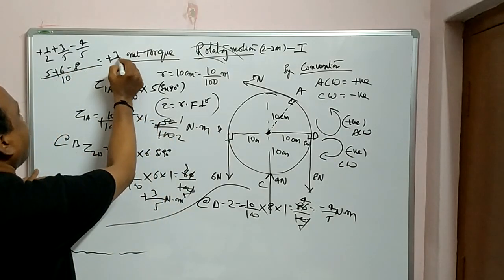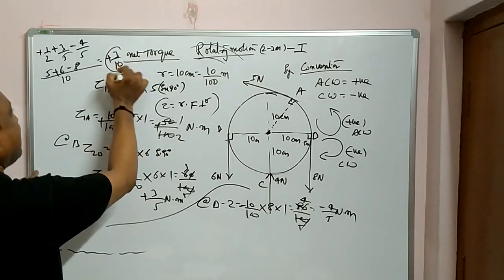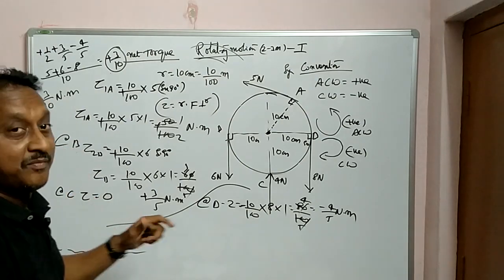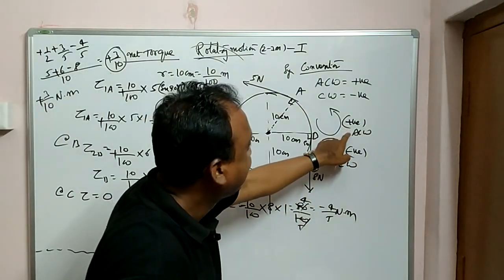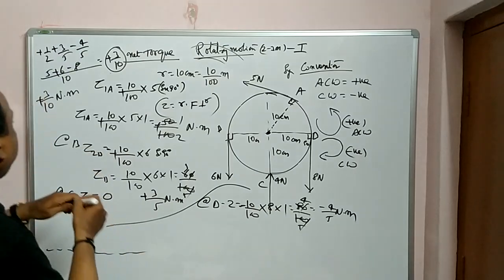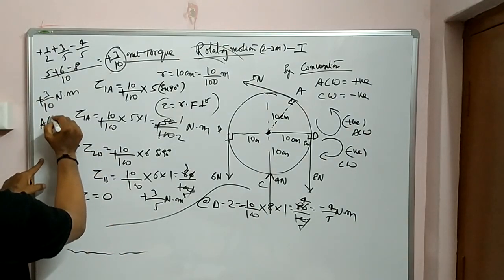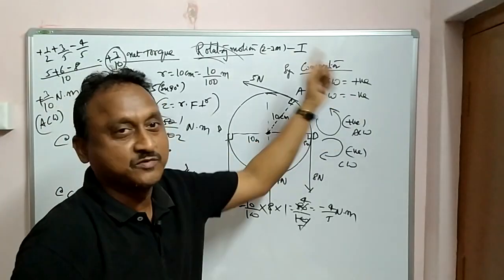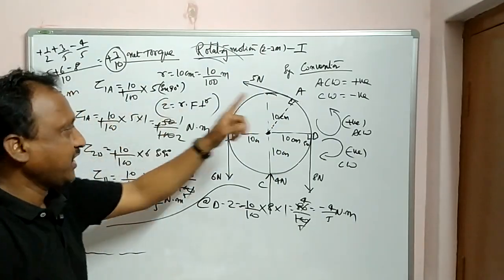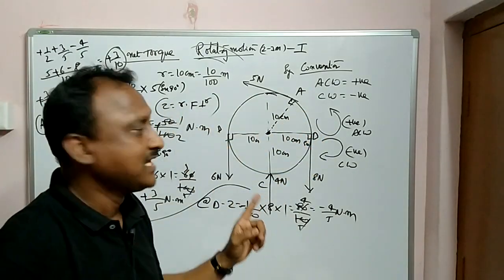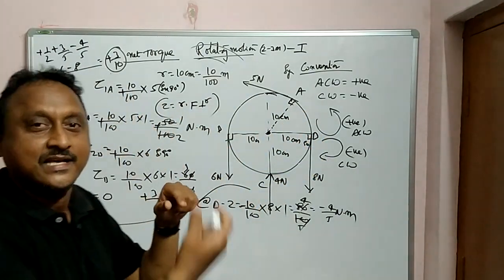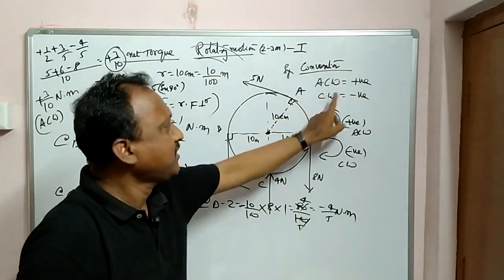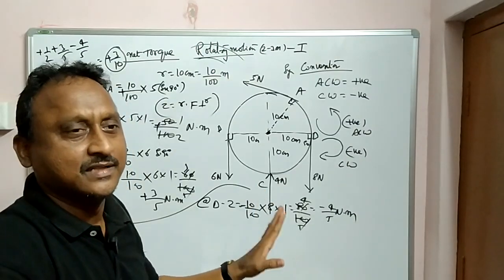So we got plus 3/10. What is this answer? 3/10 Newton meter. When plus comes, what does plus mean? Anti-clockwise. So the net torque is in the anti-clockwise direction according to our assumption. What was our assumption? We assumed anti-clockwise as positive. Therefore, according to our assumption, the net torque value is plus 3/10 Newton meter, which means it is in the anti-clockwise direction, because anti-clockwise is taken as positive and clockwise as negative for this case.